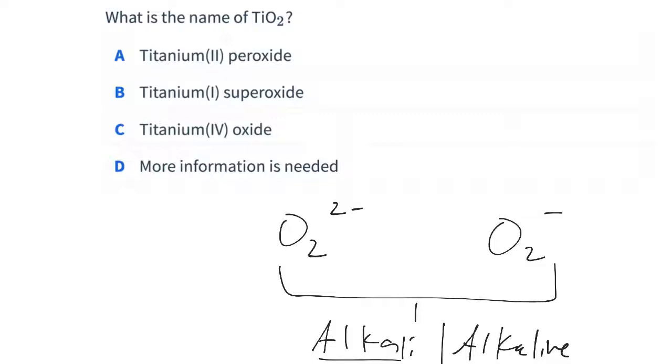So think about the charge of oxygen, what that's going to mean for the charge of titanium, to work out the name of this ionic compound. So give this one a try.